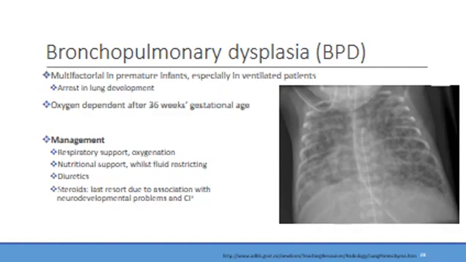Diuretics may be tried as a trial to see if it helps the baby's lungs to adapt, and then as a last resort, one can give steroids to decrease the inflammatory process, but the big concern is that there might be neurodevelopmental problems and a risk for cerebral palsy.